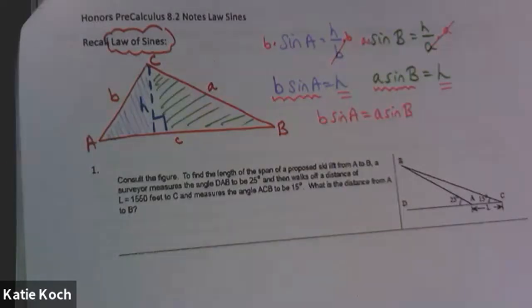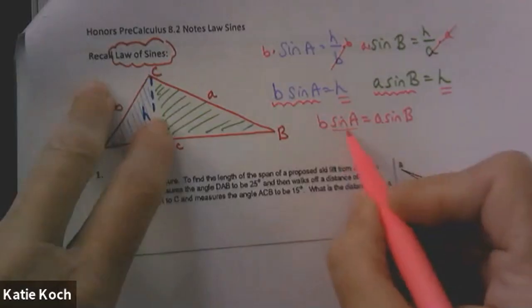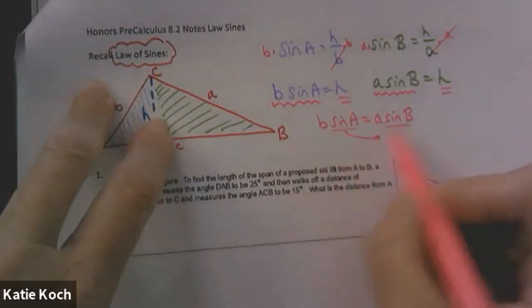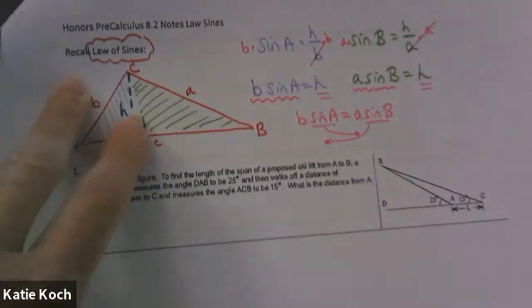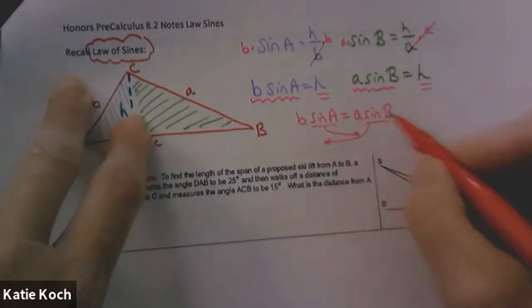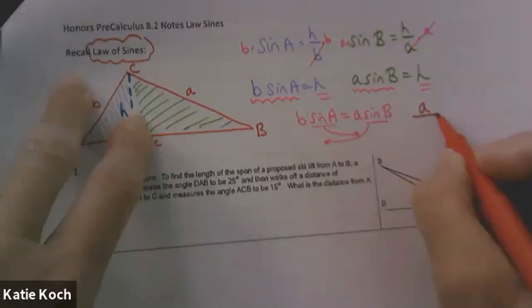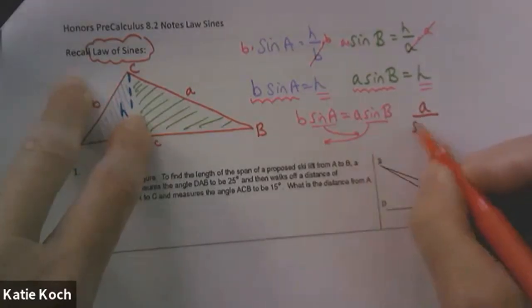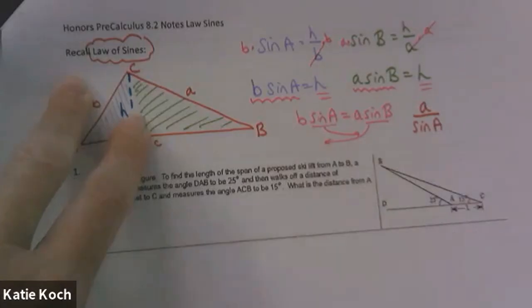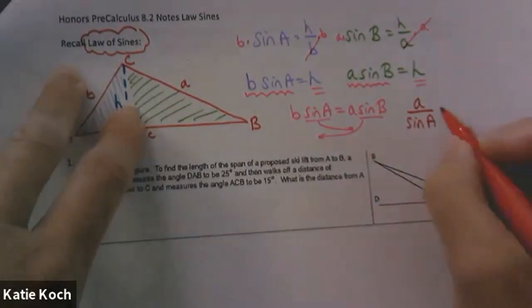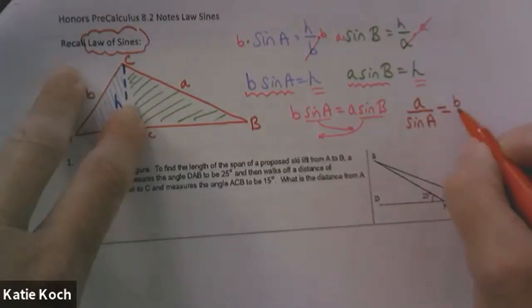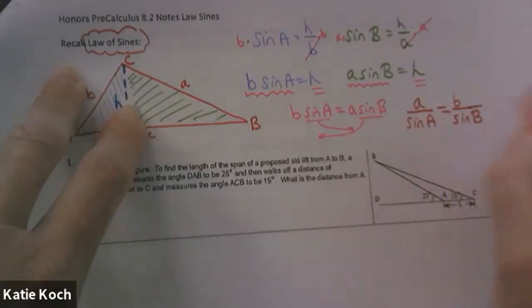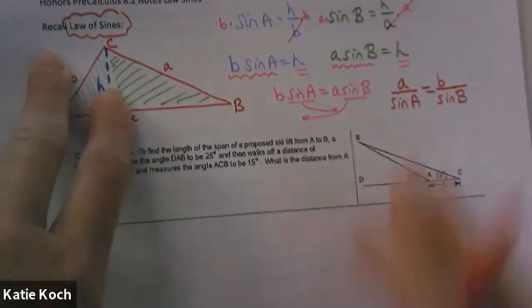I'll show you what I mean by that. If I move the sine of A over here to the denominator and the sine of B over here to the denominator, we get the law of sines. So here it is. It says if you take a side A and you divide it by the sine of the angle across from it, which is A, you're going to get the same ratio as if you did the side of B divided by the sine of the angle across from side B, which is called B. This is the law of sines.